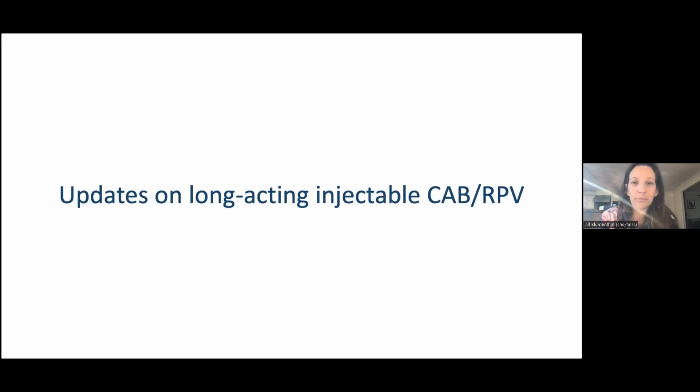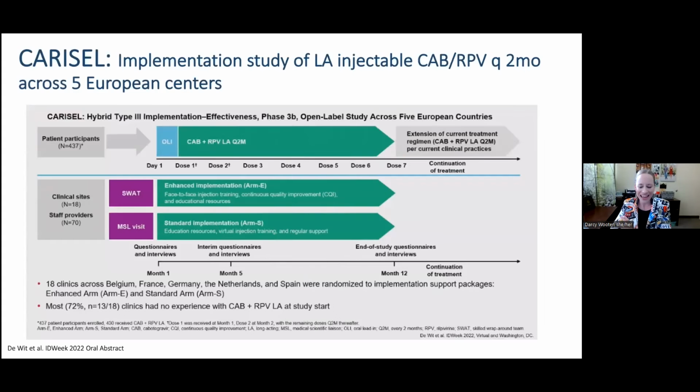Okay. All right, so we'll move on to updates on long-acting injectable cabotegravir and rilpivirine. Again, sort of a whirlwind through Darcy's favorite abstracts that I recently reviewed. The first study that I wanted to present is the Carousel study. I really love this one. It's an implementation study looking at the rollout of long-acting injectable cabotegravir and rilpivirine across 5 European centers.